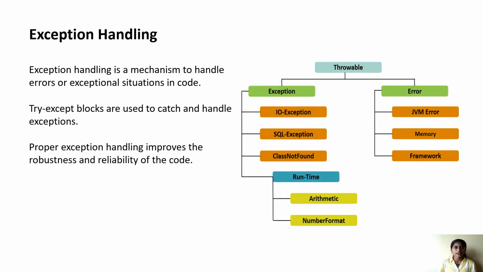Now let's move on to the next topic called exception handling. Exception handling is a mechanism to handle errors or exceptional situations in code. Try-except blocks are used to catch and handle exceptions. Proper exception handling improves the robustness and reliability of the code.